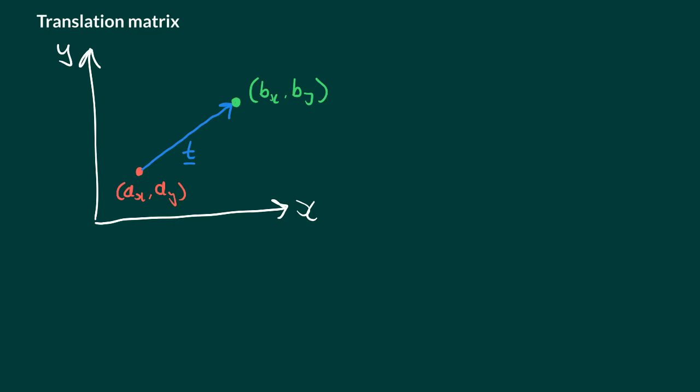Now, if I define the vector t as a 2-vector tx and ty, it's quite easy to see that the coordinate bx is simply ax plus tx, and the coordinate by is ay plus ty. So that's simple enough. And what we want to do, particularly in computer graphics, is to be able to translate a whole set of points, not just an individual point. And we could do that by making use of a translation matrix.